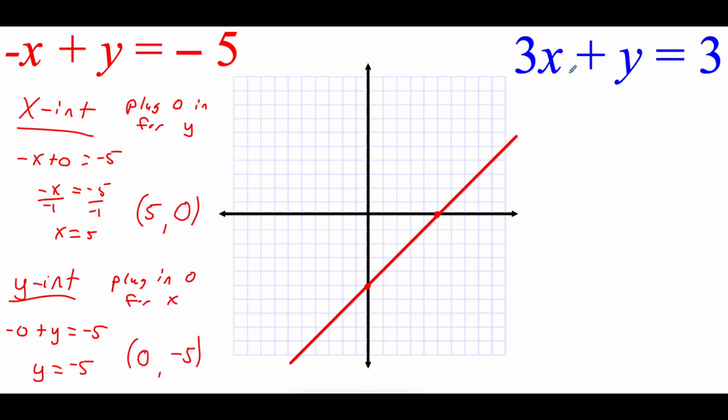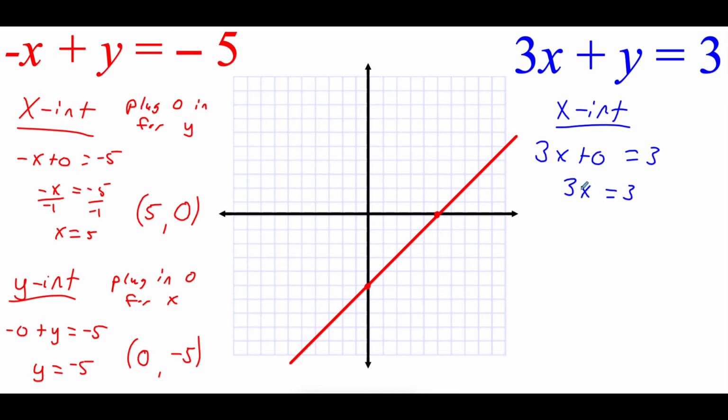Now we're going to look at this other equation, 3x plus y equals 3. And we're going to start exactly like we did before with finding the x-intercept. And remember, we did that by plugging in 0 for the y value. So when we do that here, we're going to get 3x plus 0 equals 3. When we take 3x and add 0 to that, that's just going to stay as 3x. So we get 3x equals 3.